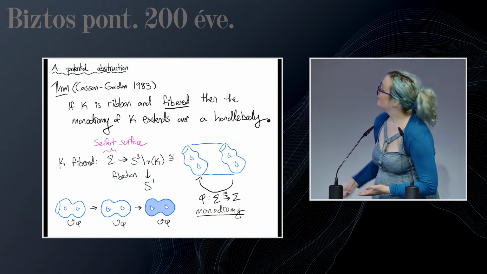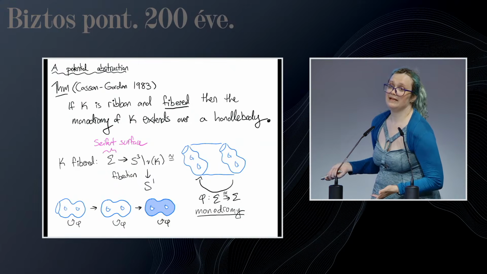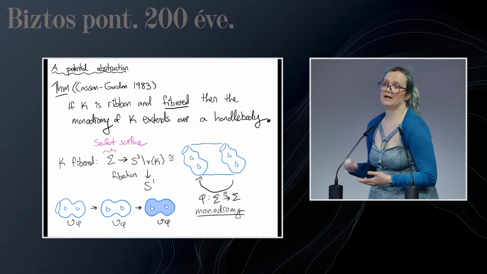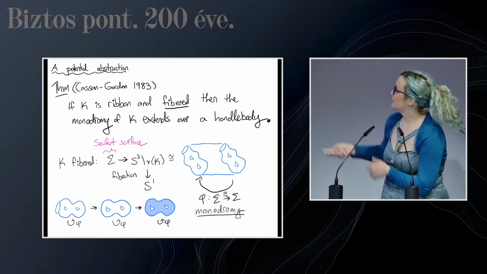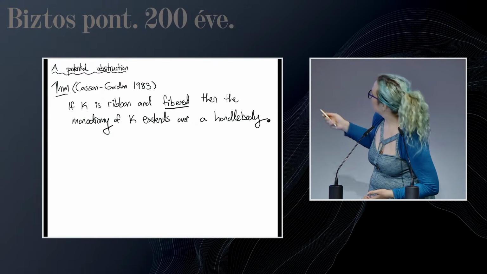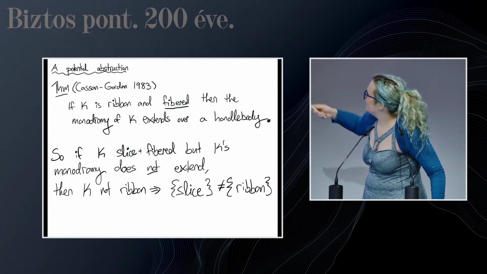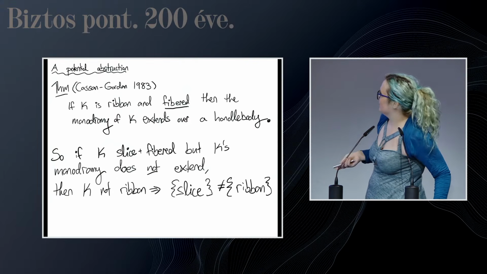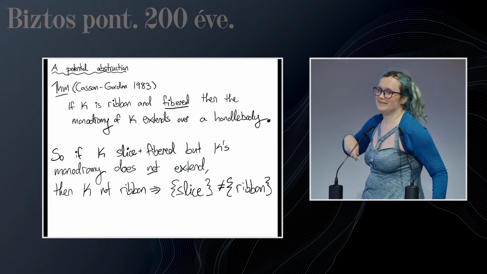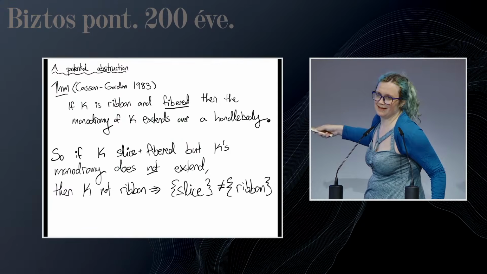Okay. And so it's not so obvious from this how I would decide if a monodromy extends. Other people can. I'm not very good at it. But there are some papers that give examples. Oh, I forgot to tell you: if you have a knot that's sliced and fibered, but the monodromy doesn't extend, that means it's not ribbon, so the slice-ribbon conjecture would be false. Okay, I put that on the slide.